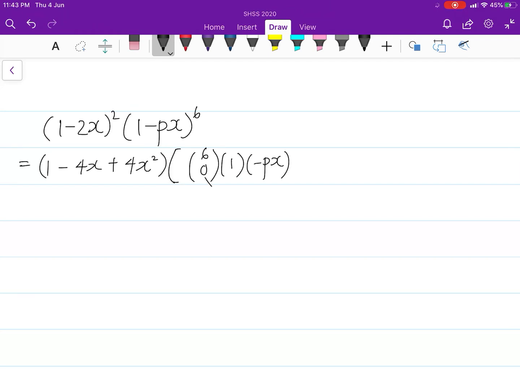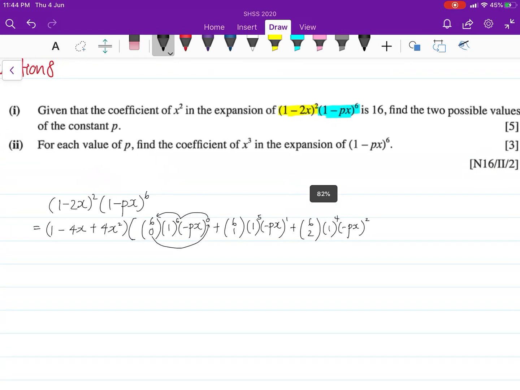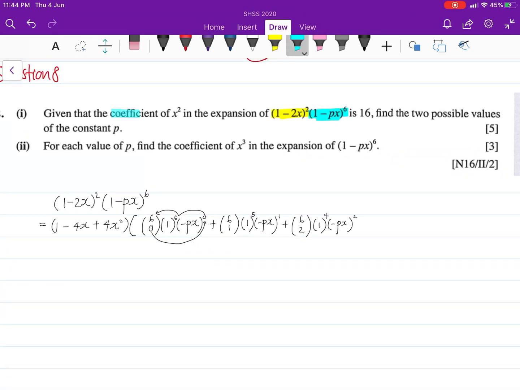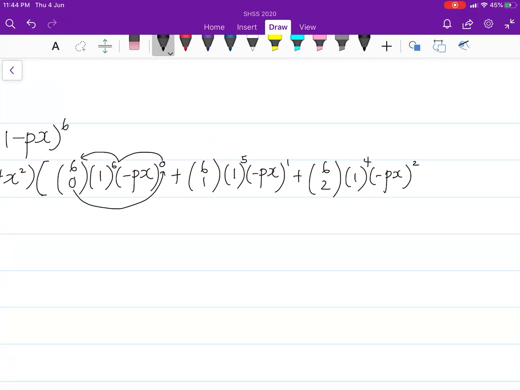Now, if you remember, the power 0 goes here. 0 plus 6 gives you 6. That's the first term. Second one is 6C1, (1 minus px) power 1. This is 5. Plus 6C2, (1 minus px) power 2, this is 4. Now, I need to be strategic and not expand the entire thing. They only want the coefficient of x squared. So I only need to expand until x squared and then I'm done. Plus dot dot dot. Okay, I'm going to close bracket here.